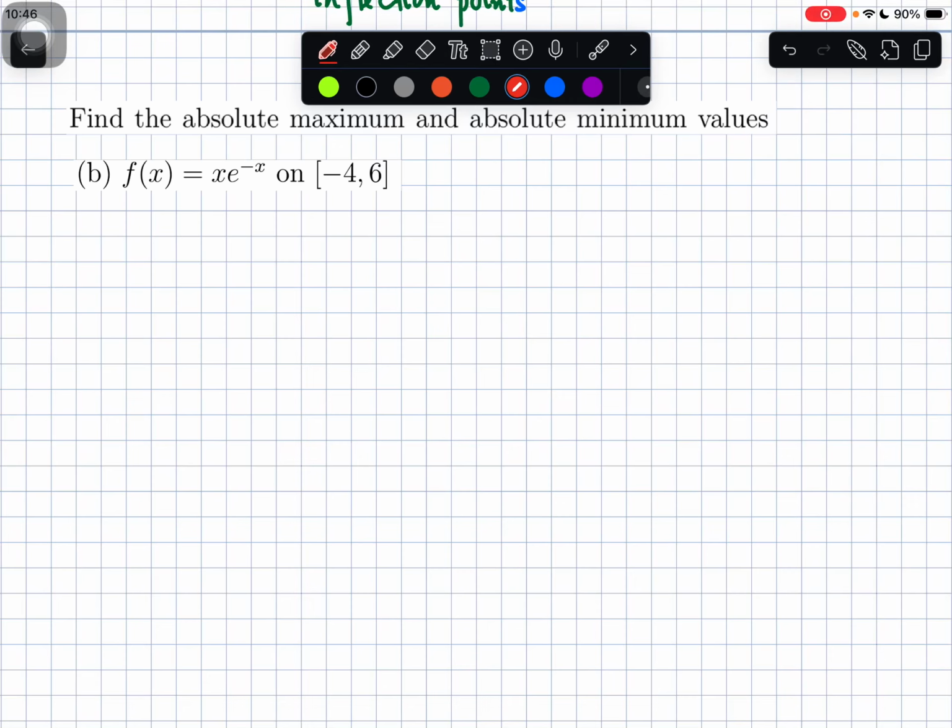In this example, we need to find the absolute maximum and absolute minimum values for the function f of x equal to x e to the minus x on [-4, 6]. So let me remind you this. For a function f that is continuous, in general, for any function f that is continuous.